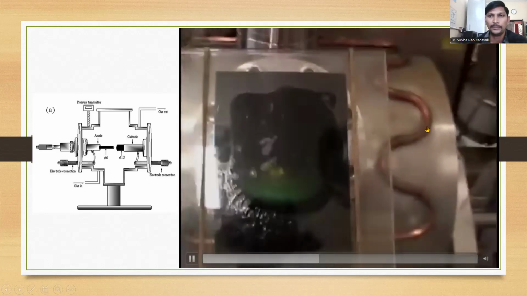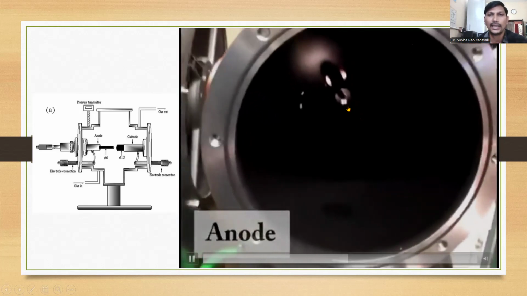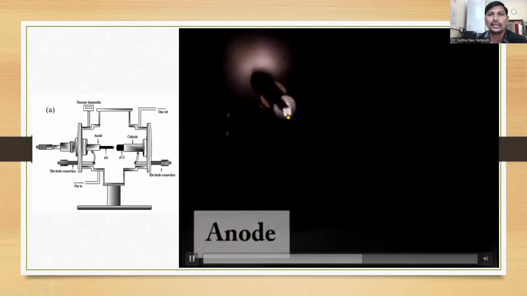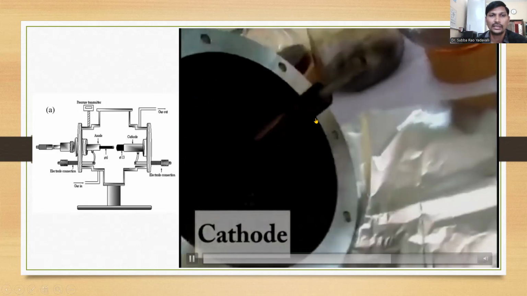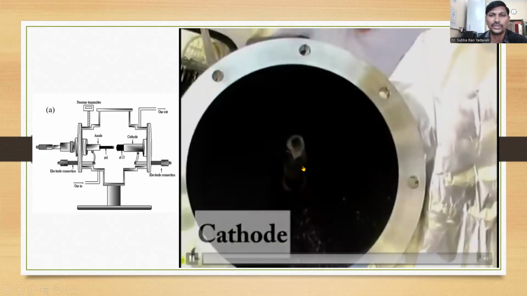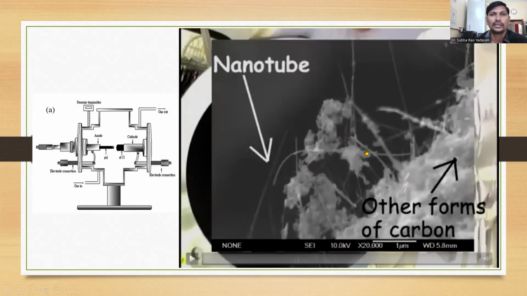This is the gas pipe which is used for passage of the inert gas, and this is the anode. This anode has the carbon electrode, and this is the cathode. This cathode drum has the carbon black deposition. This is the carbon nanotubes. So after discharge, the carbons are deposited on the cathode surface. These are some images of the carbon nanotubes. After discharge, we check the carbon black with some analysis, which confirms the formation of nanotubes.